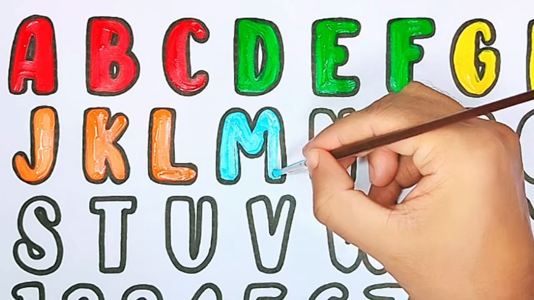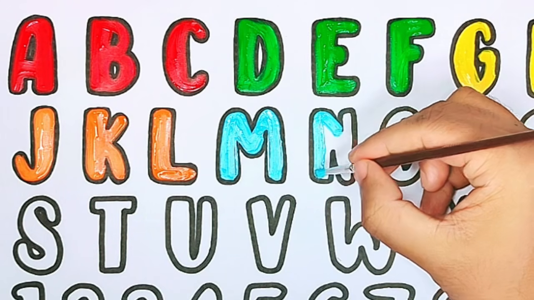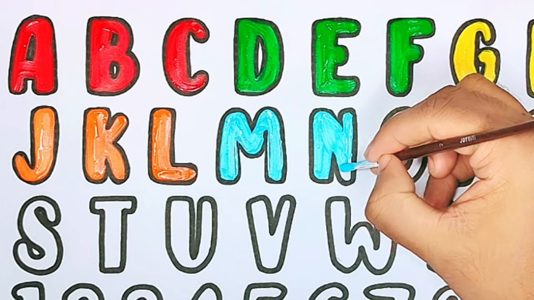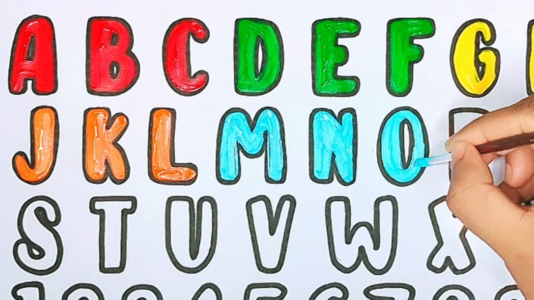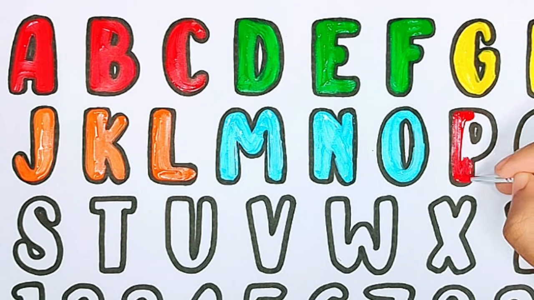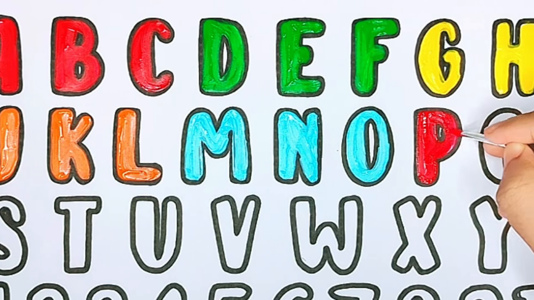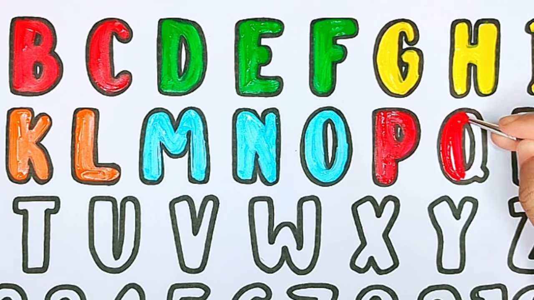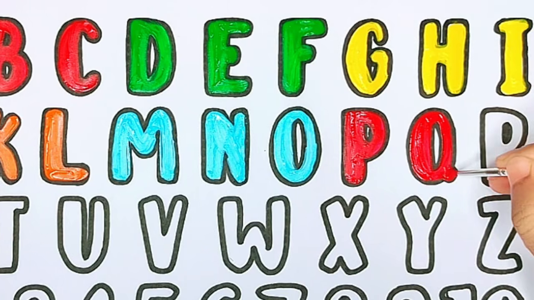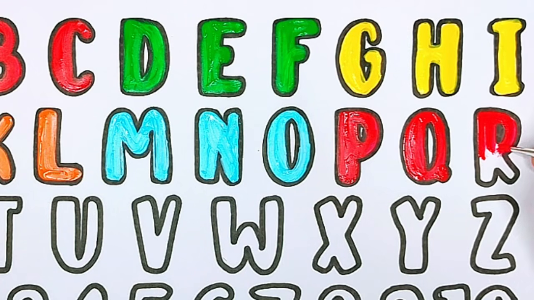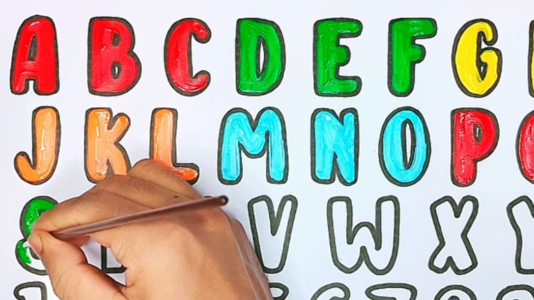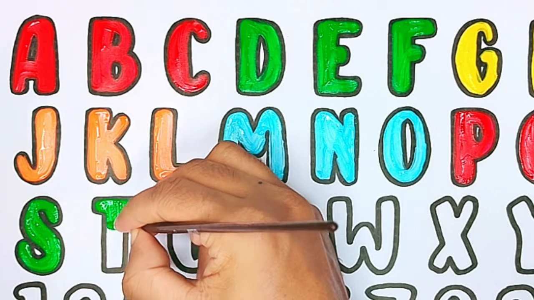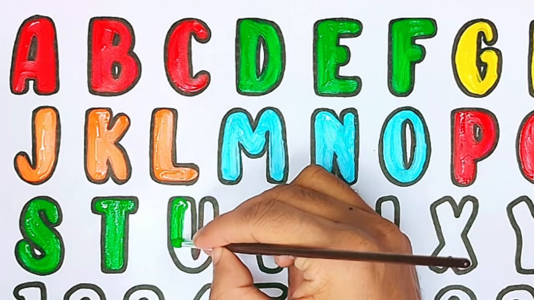M for milk. N for newspaper. O for ostrich. P for pilot. Q for quail. R for red capsicum. S for sun. T for taxi.